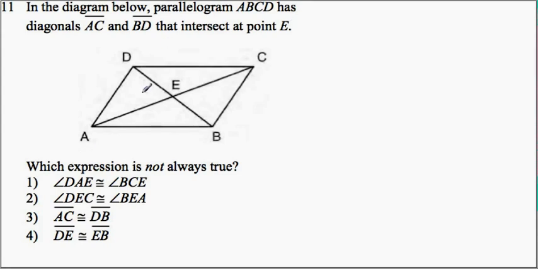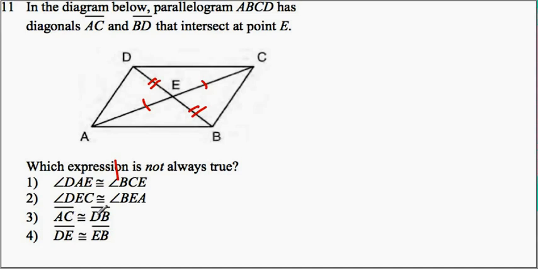Here we have a parallelogram ABCD, which has diagonals. Then we get to realize that the diagonals are bisecting each other. We get to see that. Then here, what do we realize? Yes, DE must be congruent to EB, because those are the 2 parts of the one diagonal which has been bisected. So this one is true.